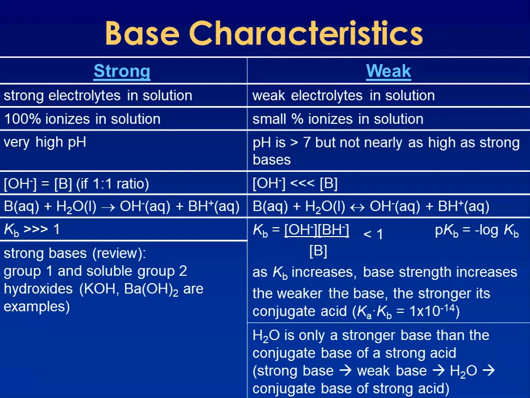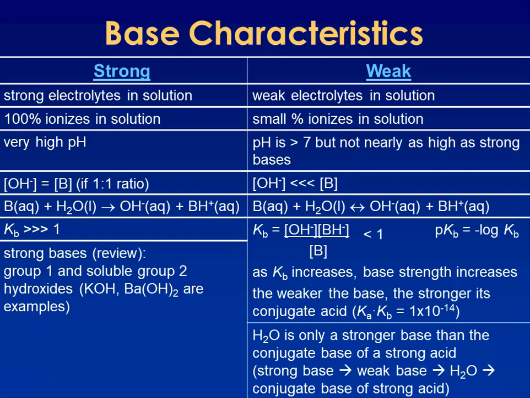Similar to weak acids, they only dissociate partially, only a small percentage ionizes. Their pH is greater than 7, but not nearly as high as what we see with our strong bases. They have the double arrow as opposed to the single arrow. Their equilibrium constant is smaller than 1. And just like we talked about with the acids, as your Kb value increases, the strength of the base increases. The weaker your base is, the stronger its conjugate acid, using that relationship between Ka and Kb again.